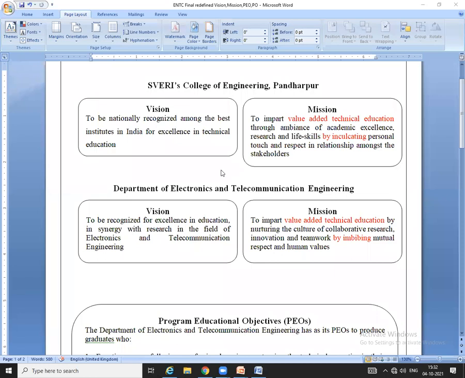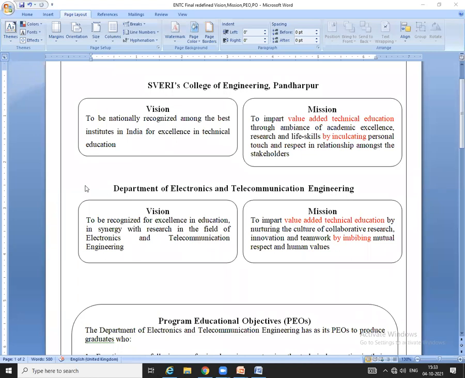So what is the meaning of this vision and mission? You are aware, but still as a duty, I'm just repeating, so don't get bored. Vision is your long-term goal. And the mission is nothing but how you are going to achieve the vision of your institute. That is the way you are going to achieve your vision. So that is what it is for the institute.